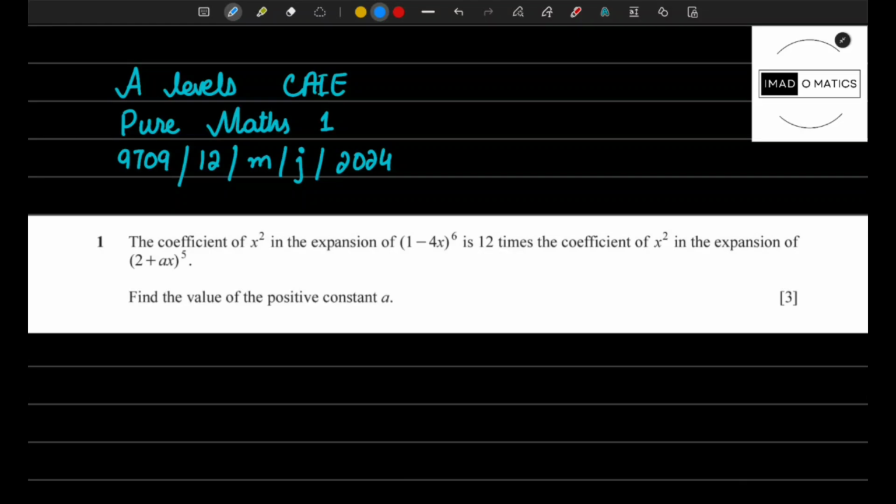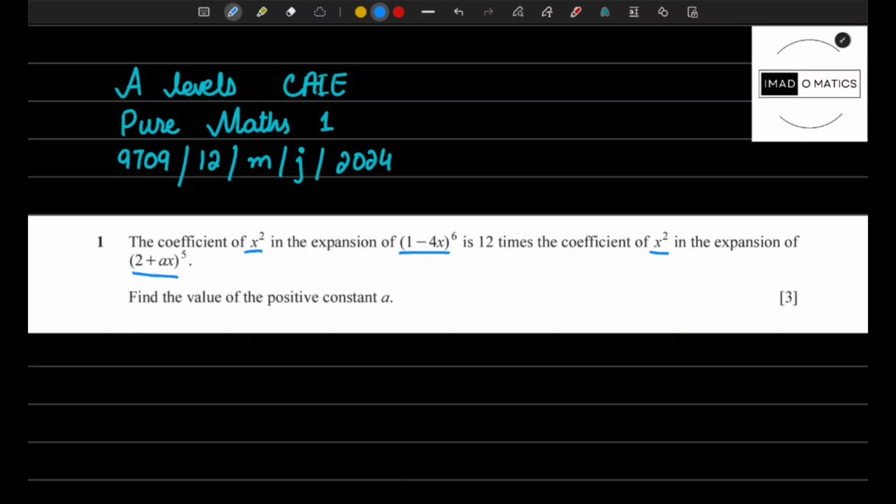So question 1 says, the coefficient of x squared in the expansion of (1 minus 4x) to the power 6 is 12 times the coefficient of x squared in the expansion of another term, that is (2 plus ax) to the power 5. Find the value of positive constant a.